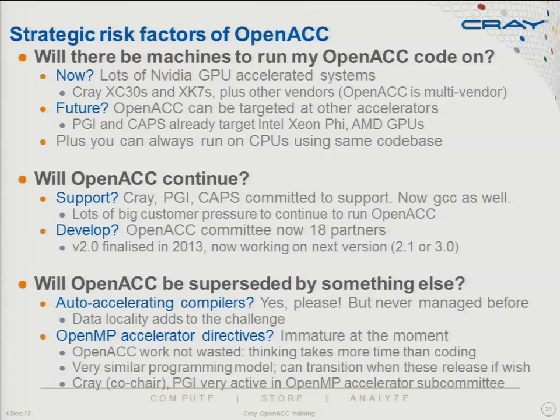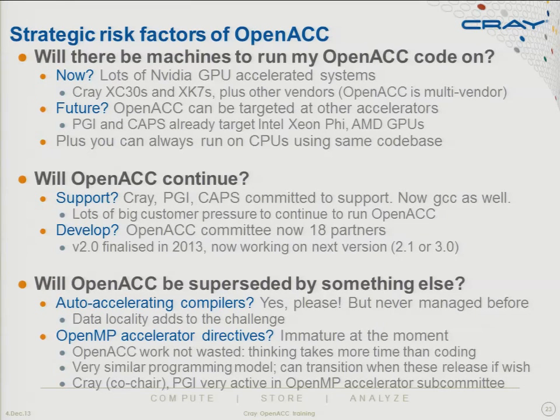Now, the question people always ask is, yes, but if I do this, what happens in 2 years' time? Do I have to throw it all away? Has OpenACC got a future? Well, there's lots of machines now to run it on. There's Cray XC30s, Cray XK7s, and it's multi-vendor. PGI and CAPS already target Intel Xeon Phi and AMD GPUs using OpenACC. And of course, you've still got the same code to run on the CPU, so you're only maintaining one code base. So there's plenty of places to run it now.